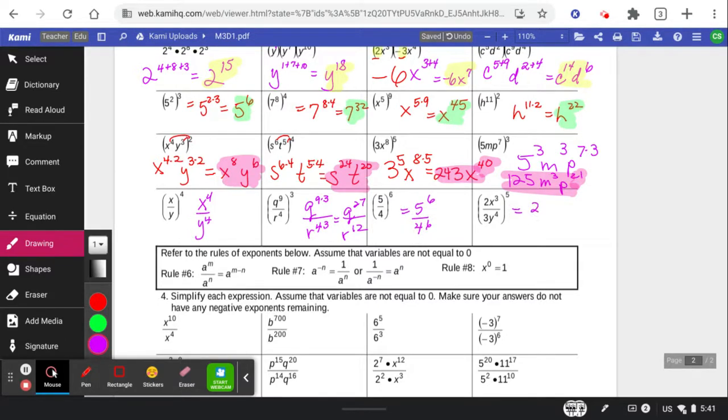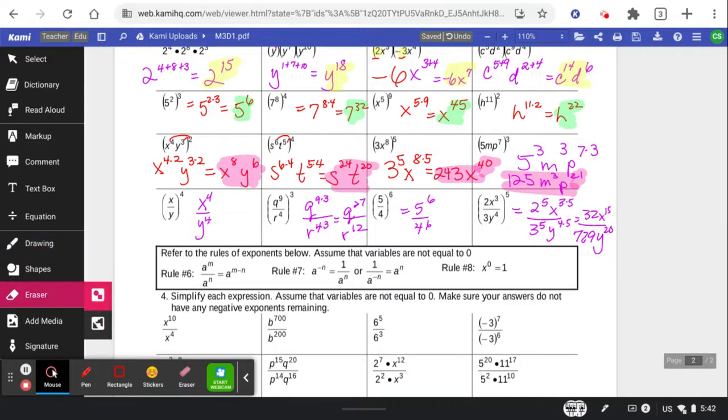Ooh, here comes a big one. 2 to the 5th, x to the 3 times 5. 3 to the 5th, y to the 4 times 5. 32, x to the 15th. I got to grab my calculator for that one. 3 to the 5th. Is that 729? Yikes. Y to the 20th. So 3 times 3 times 3 times 3. Oh, that is only 243. Did I do the other one right? Oh yeah, it was also 3 to the 5th.